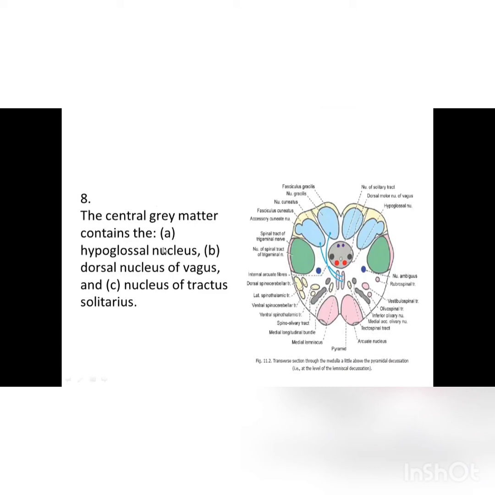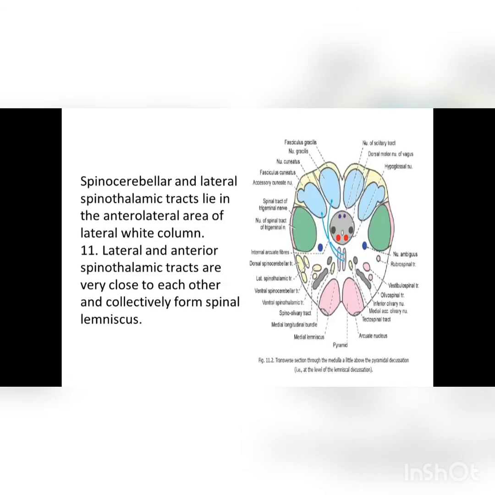The central gray matter contains the hypoglossal nucleus, as you can see, this is the red color one, the dorsal nucleus of vagus, the 10th cranial nerve, and the nucleus of the solitary tract, or the solitary nucleus, that is central gray matter.